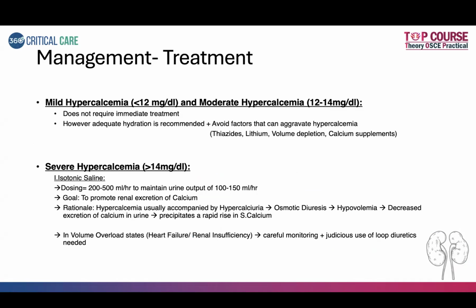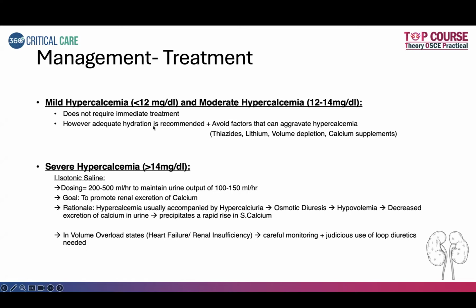Coming to the treatment, it can be classified based on the severity. In mild and moderate cases, that is mild where the calcium is between 10.5 to 12, and moderate where it is between 12 to 14, it does not require immediate treatment because the patients may not be very symptomatic. The most concerning issues are the central nervous system related ones, and those features are not predominantly there. So we don't need to go very aggressive in the treatment.